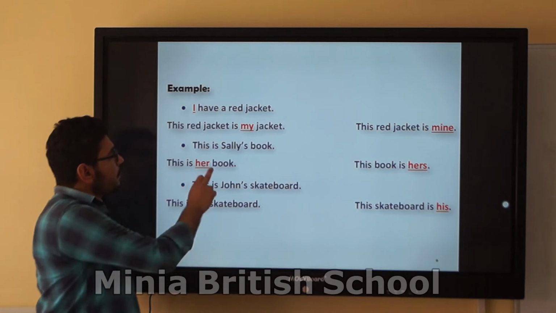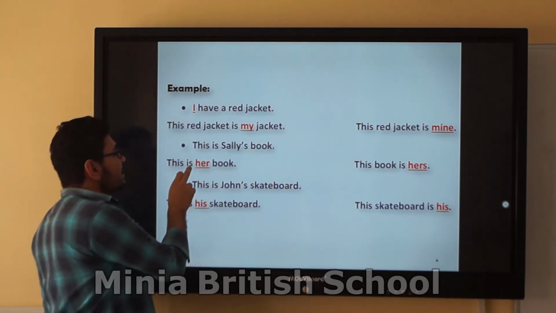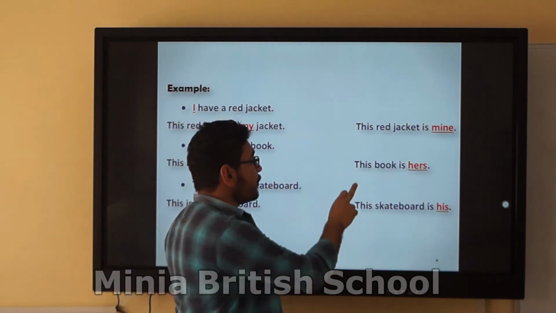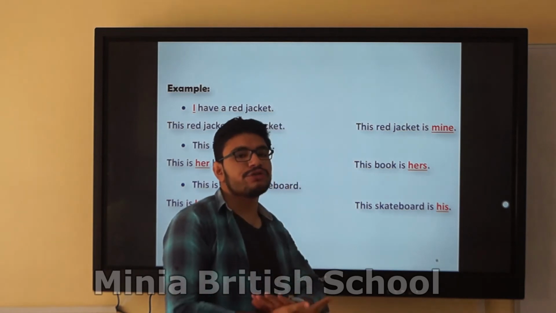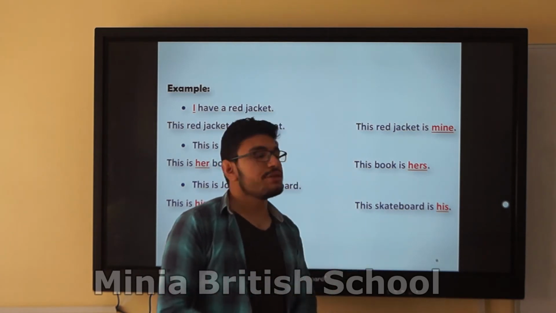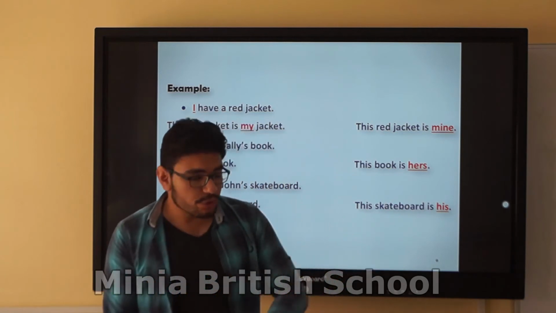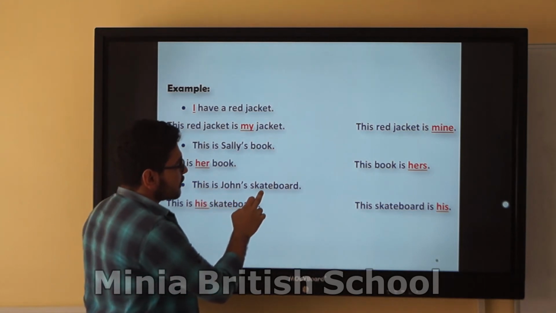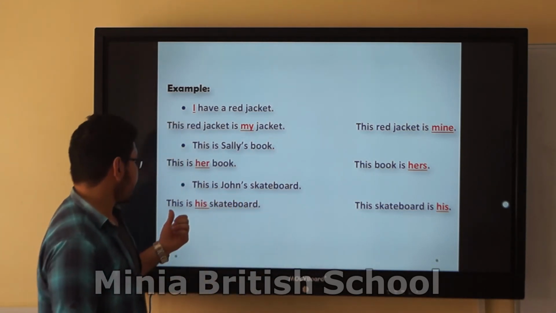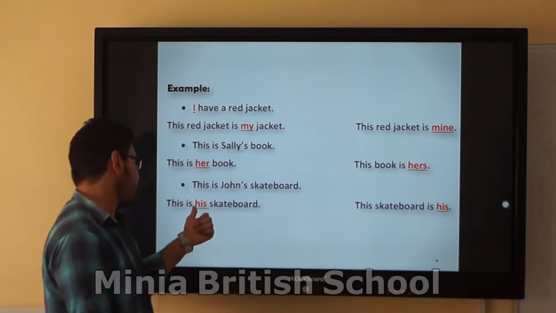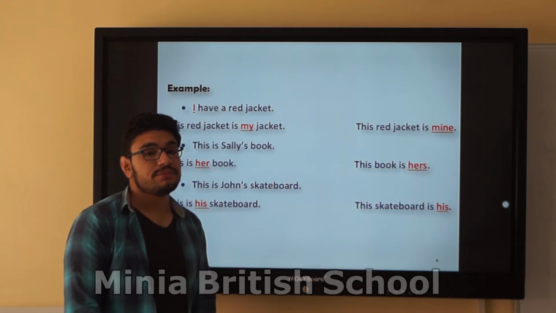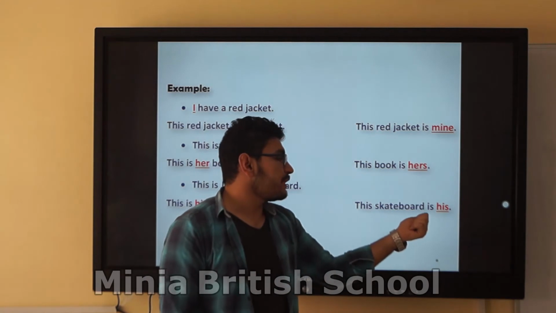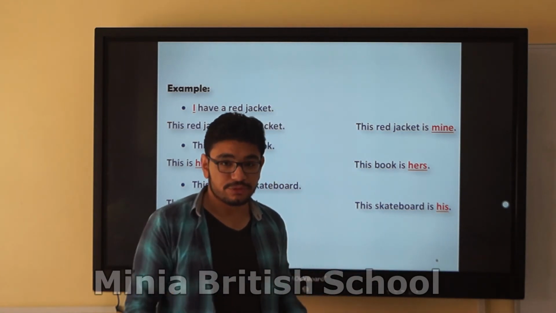Another example. This is Sam's book. This is her book. After her, we've got a noun. What about possessive pronouns? This book is hers. I don't add a noun after hers. This book is hers. That means this book belongs to her. This is John's skateboard. This is his skateboard. After his, we've got a noun. But with the possessive pronoun: this skateboard is his. And stop. Okay?